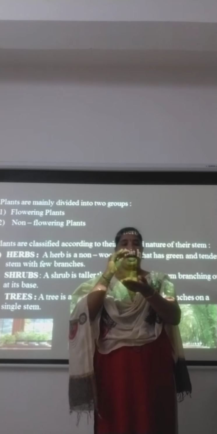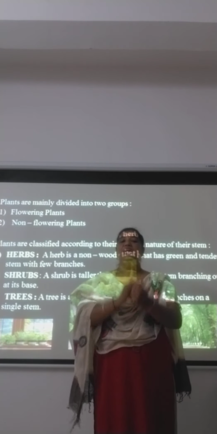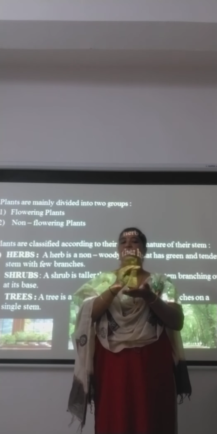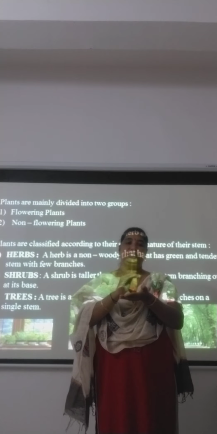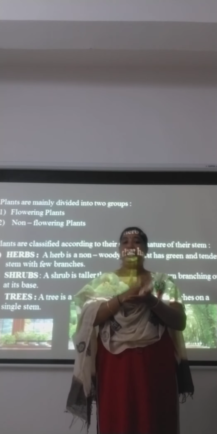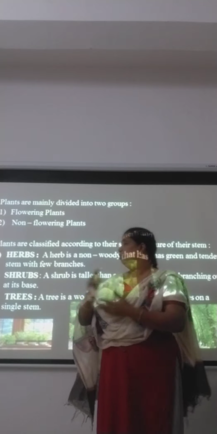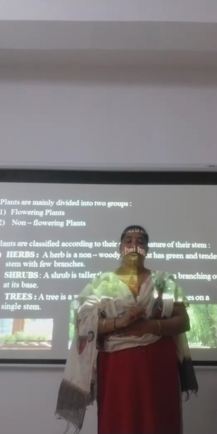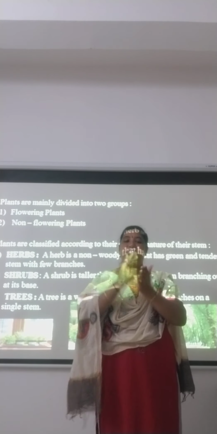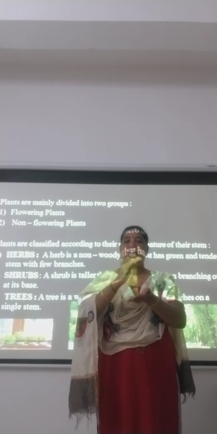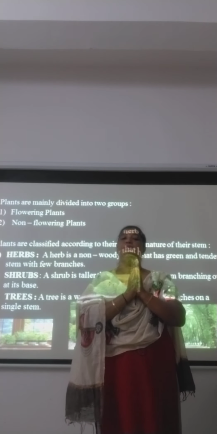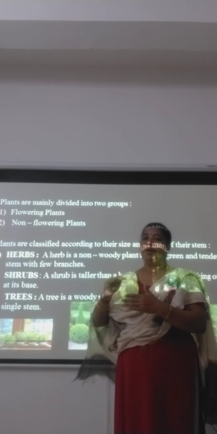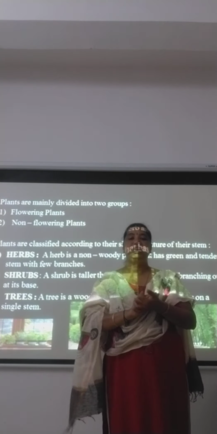So herbs are very small plants. The stems are very soft, and they grow only for a few months, and then they die. The mint, the pudina plant, comes under herbs. The stem is very soft, it is very short in size, and they live only for a few months. That is herbs.